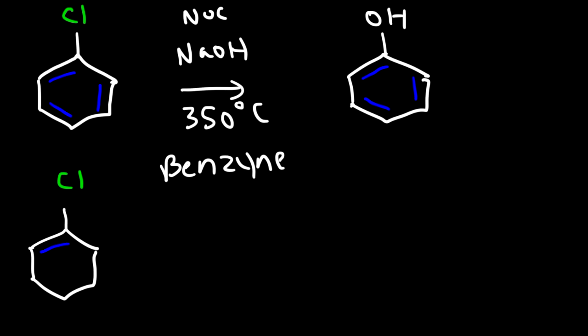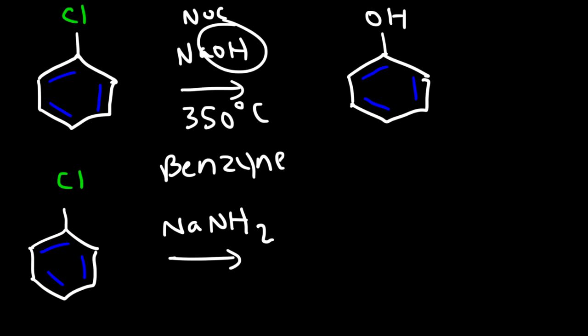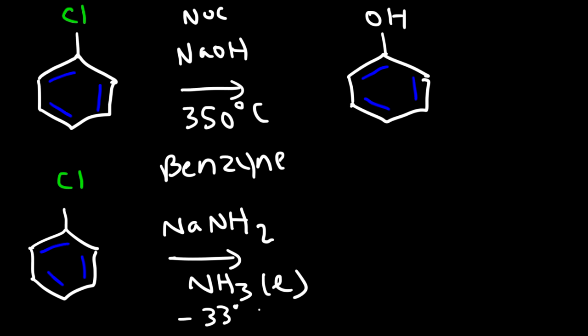So in this example, we're going to use sodium amide. The NH2 minus ion is a much stronger base than the hydroxide ion. And the solvent is going to be liquid ammonia, and so the temperature is going to be around negative 33 degrees Celsius. So it's very low. And the end result is that we're going to replace the Cl with a nucleophile, in this case NH2, giving us aniline.